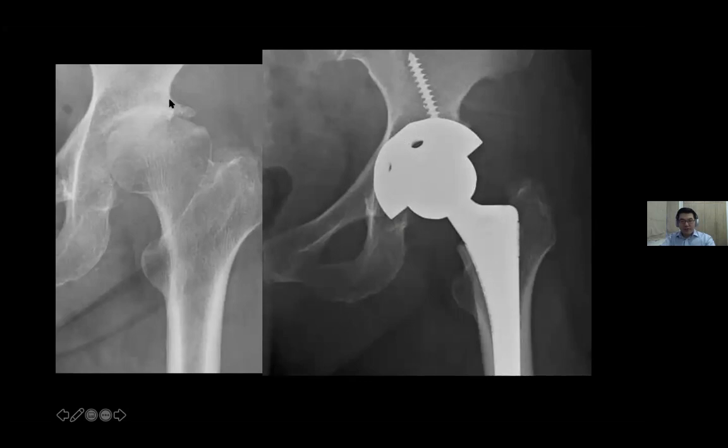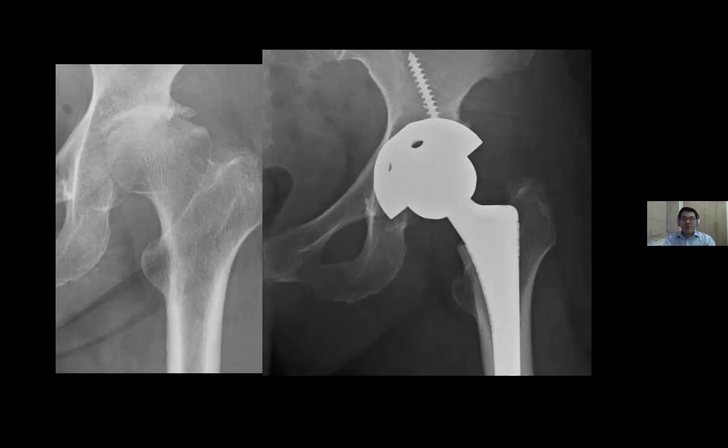We changed this cup with this metal liner. There's plastic inside, and then there's a big metal head with a stem. Now you see there's this screw over here. This screw is there to actually just hold the cup in position until the bone starts to grow into the cup. Once the bone goes in the cup, the screw doesn't serve any further function anymore.